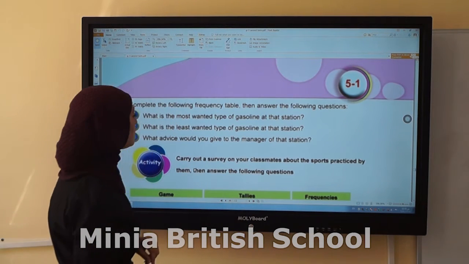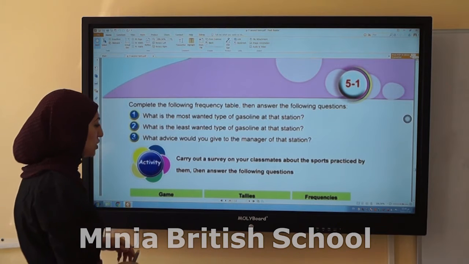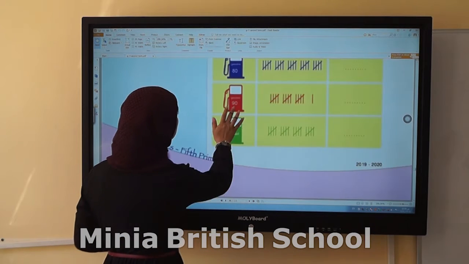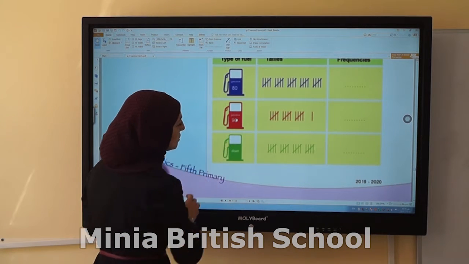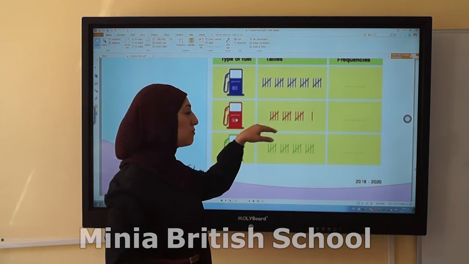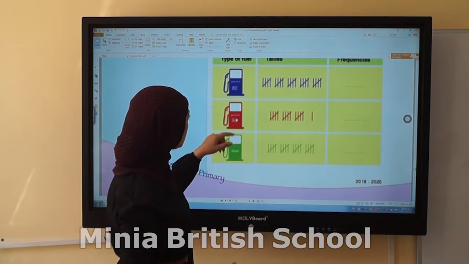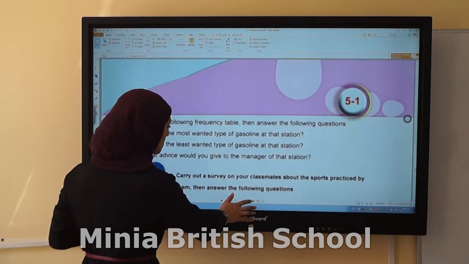What is the least wanted type of gasoline at that station? Let's see again. The smallest number here, 16, is 90.